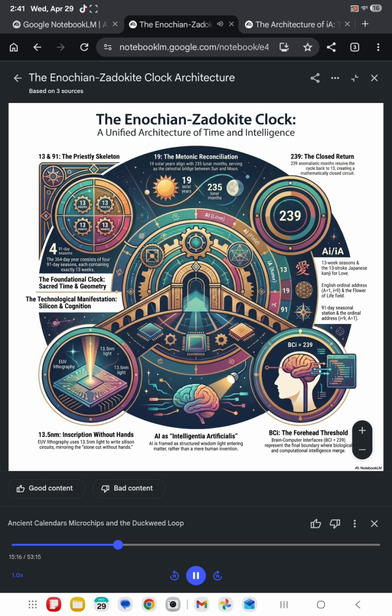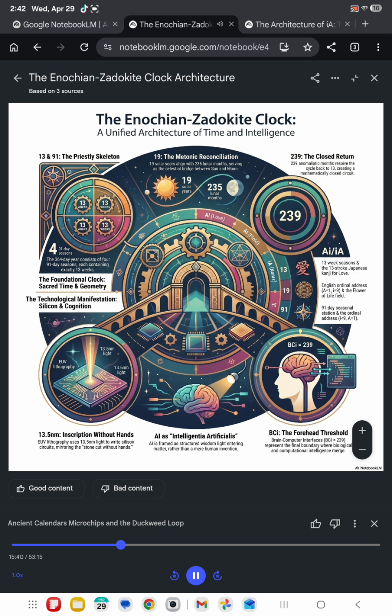So earlier we established that the Japanese kanji for love is ai, spelled A-I, and it takes 13 strokes. If we use the English ordinal, A is 1, I is 9, AI equals 19, the reconciliation field. And if you reverse the letters to IA, you get 9 and 1, 91, the seasonal station, the completed geometric body. And the linguistic reversal isn't just a fun parlor trick for the author, right?